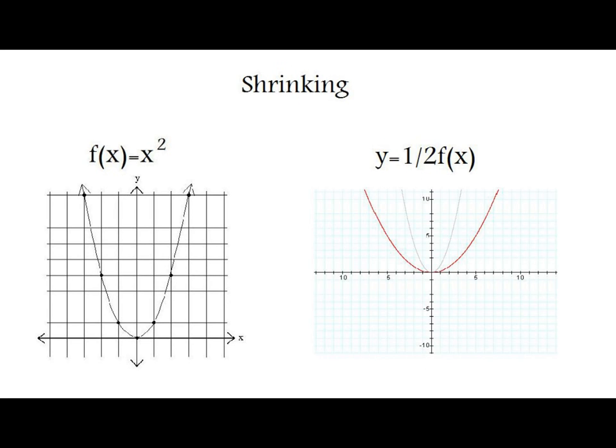The next thing shown is the shrinking of graphs. This is done by multiplying a function by a number bigger than 0 but smaller than 1. So again, we will use the function f of x equals x squared, and to shrink it, we will multiply it by 1/2. As you can see, the graph of y equals 1/2 f of x is smaller and takes longer to grow than f of x equals x squared. This is because we are halving the y values and making the graph grow at half the rate.